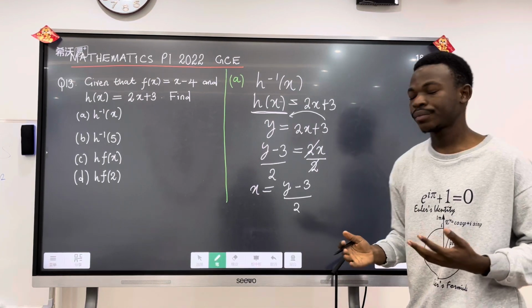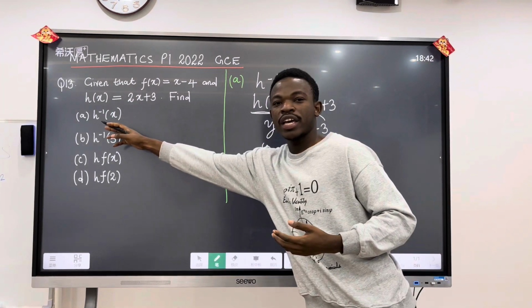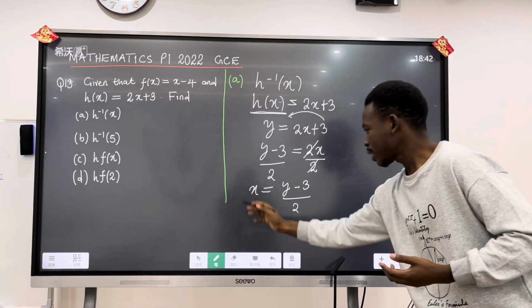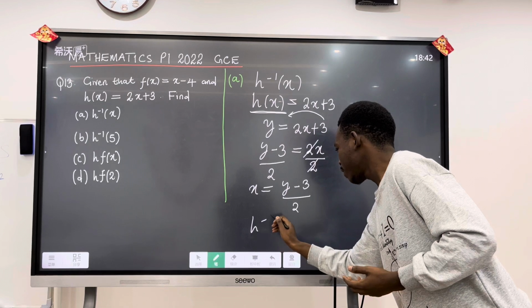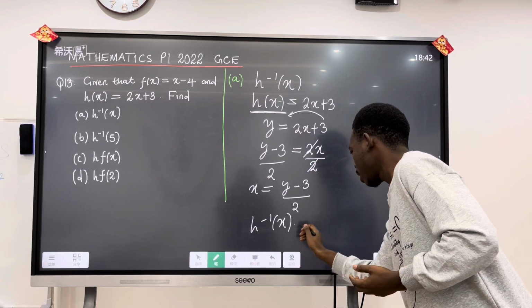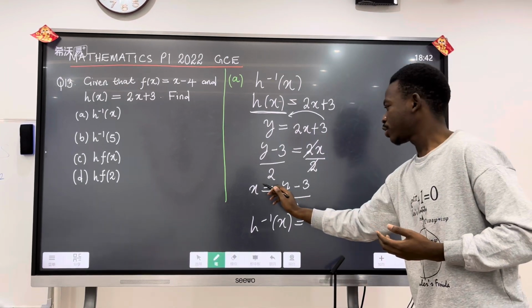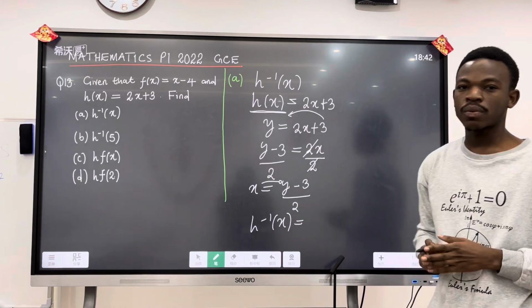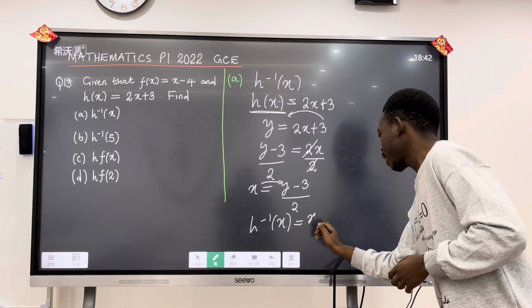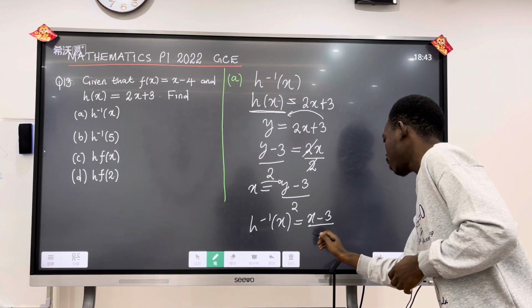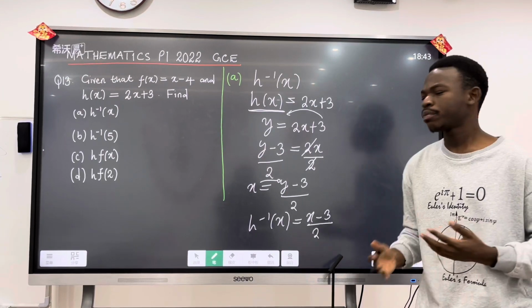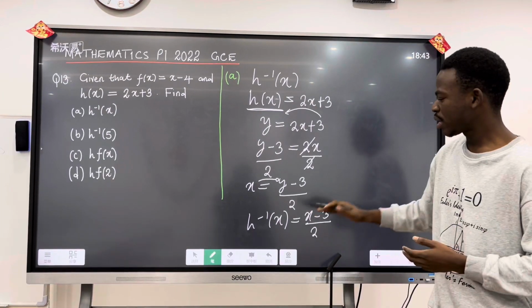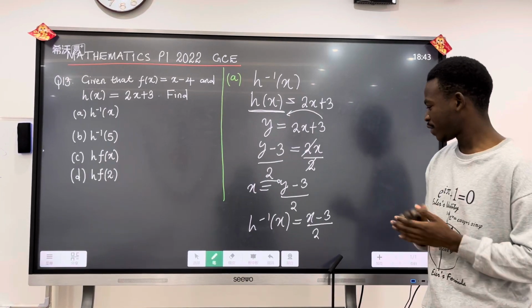We're almost done. To write down the inverse now, h inverse of x, where there's x, I'll now put h inverse of x equals. Where there's y, I should substitute x. So x goes where there's y. So we're going to have x minus 3 over 2, because our final answer should be in terms of x. So this is how we find the first part, h inverse of x.